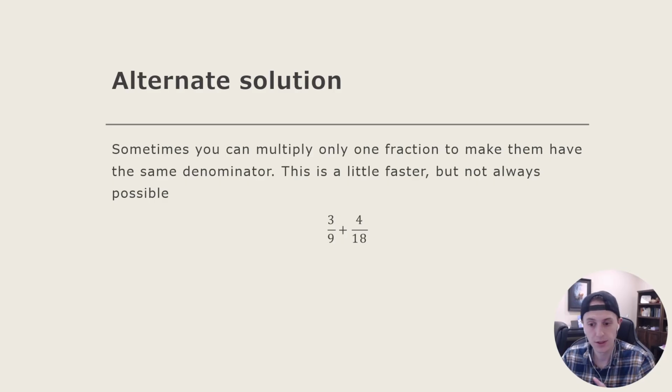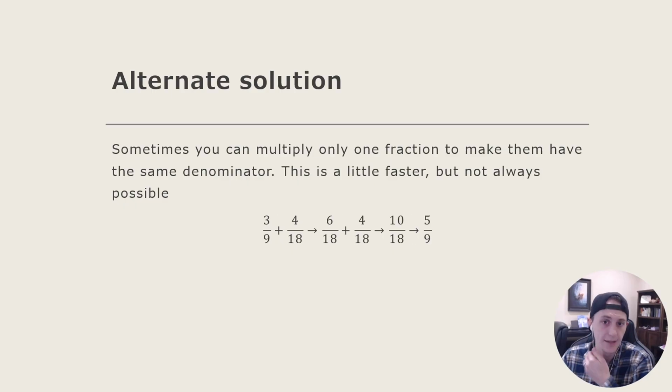So instead of doing everything we just talked about of multiplying 3 over 9 by 18 over 18 and 4 over 18 by 9 over 9, and then simplifying and doing all that math, instead you could just multiply the first number by 2 over 2. And then you have the common denominator of 18, like this. So now you have 6 over 18 plus 4 over 18, and you add across 10 over 18. Much easier than going through all those other steps and having to do math on bigger numbers.